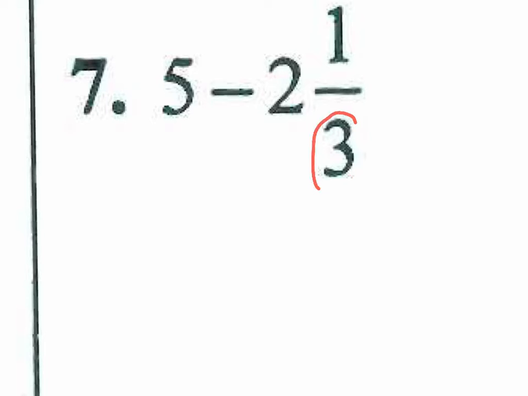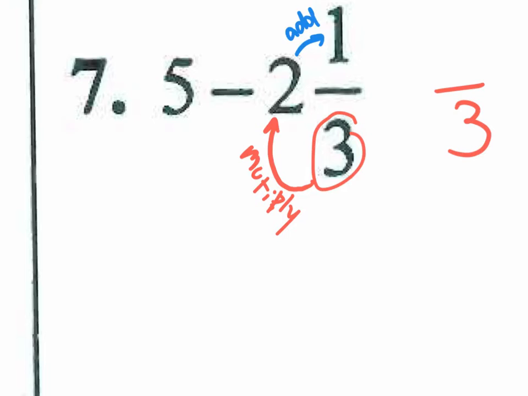What you do is you take this 3 and you multiply it by 2, all right? And then you add the 1 to it. And you keep it over that original denominator, 3. Okay, so 3 times 2 is 6, plus 1 is 7. So 2 1/3 is really 7/3. So what I have here is 5 take away 7/3.